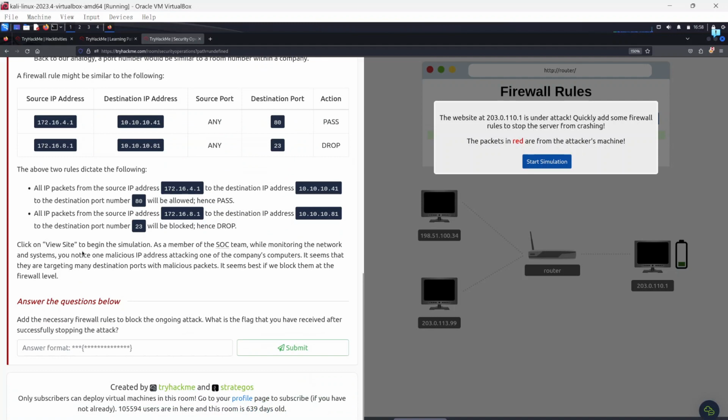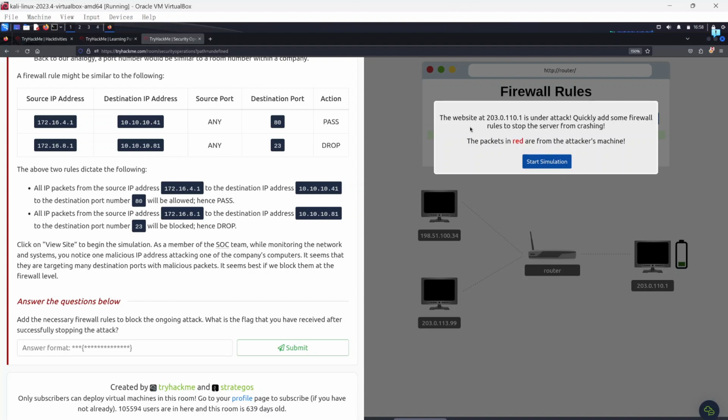Now, click on the view site, which we've done, to begin the simulation. As a member of the SOC team, while monitoring the network and systems, you notice one malicious IP address attacking one of the company's computers. It seems that they are targeting many destination ports with malicious packets. It seems best if we block them at the firewall level. The question to answer is: add the necessary firewall rules to block the ongoing attack. What is the flag that you have received after successfully stopping the attack?